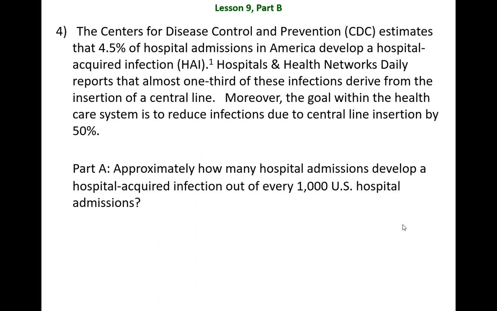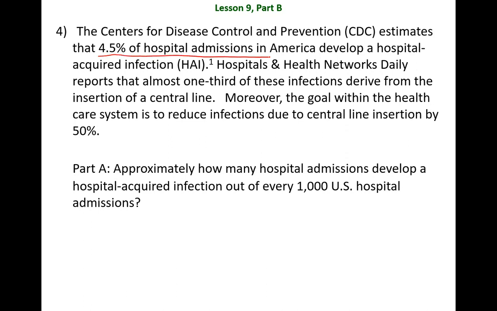The Center for Disease Control and Prevention, the CDC, estimates that 4.5% of hospital admissions in America develop a hospital-acquired infection. Hospitals and health networks daily report that almost 1/3 of these infections derive from the insertion of a central line. Moreover, the goal within the healthcare system is to reduce infections due to central line insertion by 50%. So our first question, approximately how many hospital admissions develop a hospital-acquired infection out of every 1,000 U.S. hospital admissions?